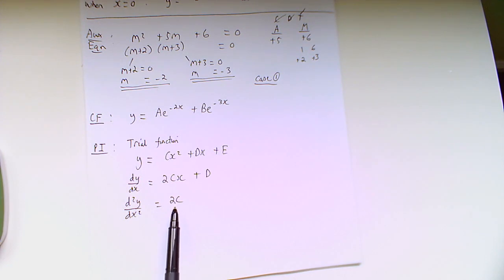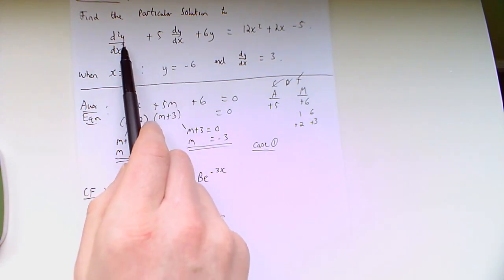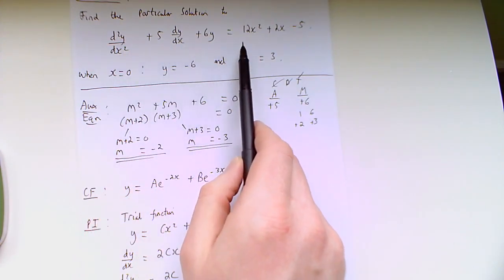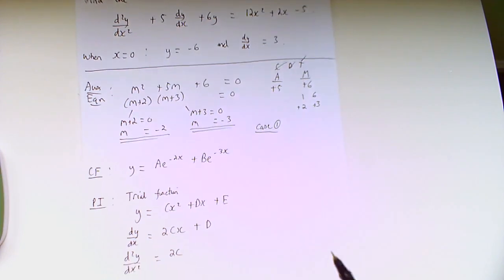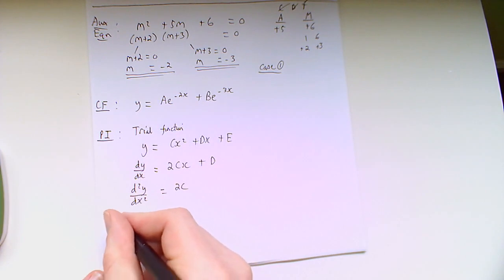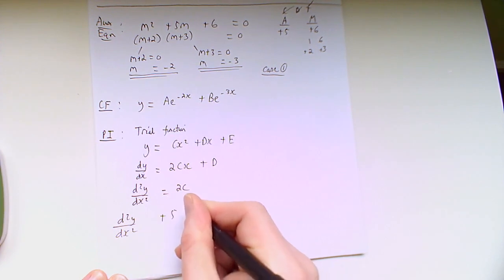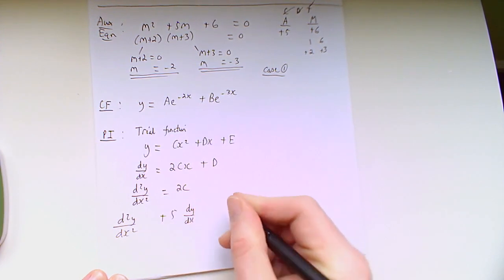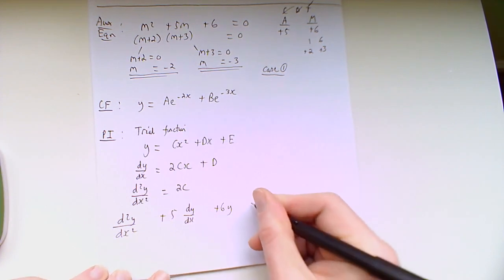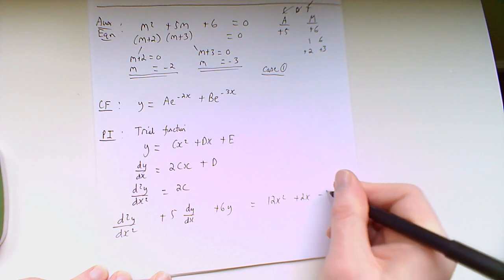So I now have all 3 things. And what I'm going to do is substitute those into my original differential equation up the top. So I'll write down my original differential equation to start off with, and then substitute in. So d squared y by dx squared plus 5 dy by dx plus 6y equals 12x squared plus 2x take away 5.